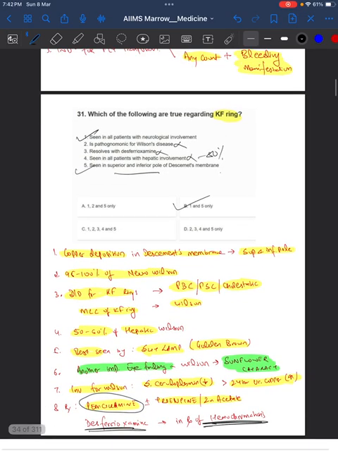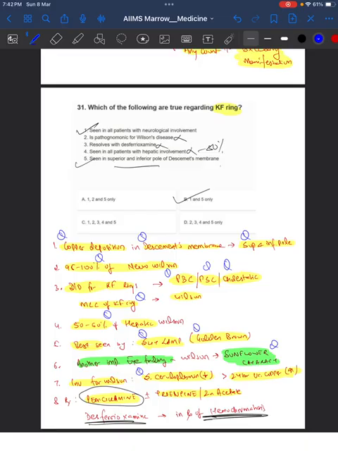So that's all about KF ring. You should know copper deposition, Descemet membrane, superior inferior pole, almost all patients with neuro Wilson's. Differentials are PBC, PSC, cholestasis. Most common cause is Wilson's, only half of hepatic Wilson's, best seen by slit lamp, golden brown. Then sunflower cataract is another finding. Investigation is ceruloplasmin, which is decreased, important. Drug of choice is penicillamine. So that's all. With this, we've ended the 2020 PYQ.